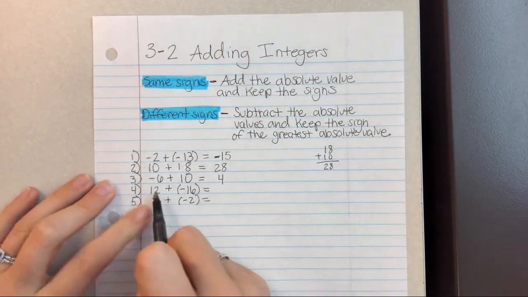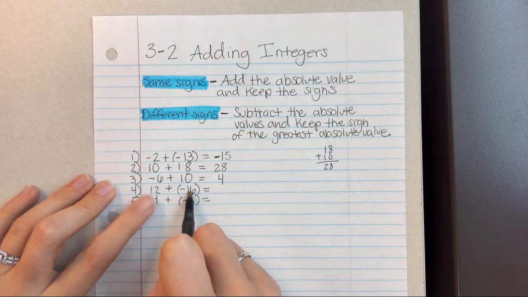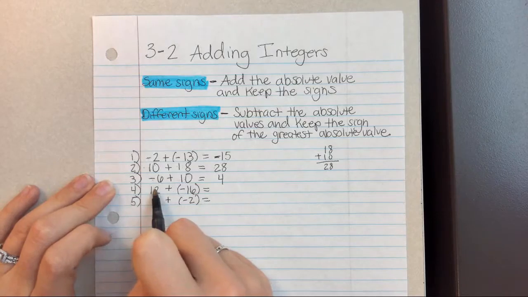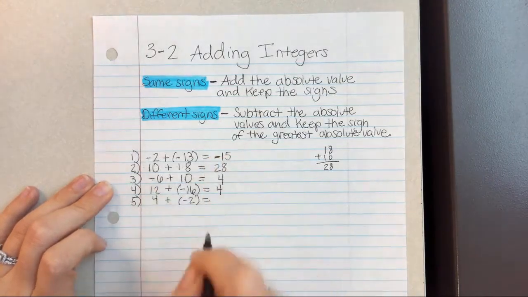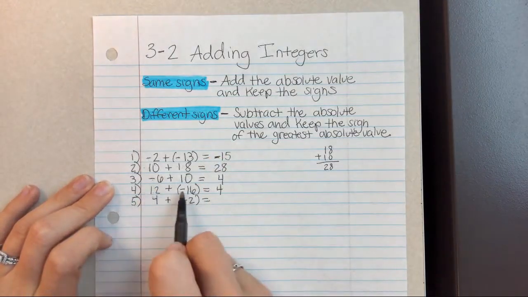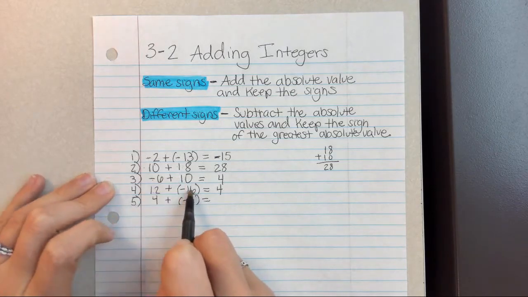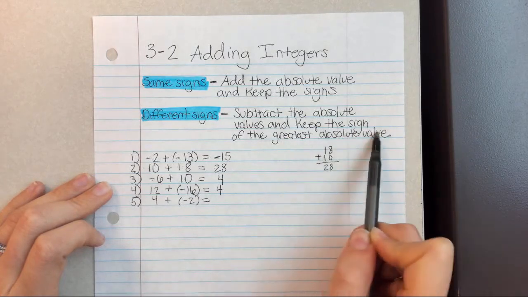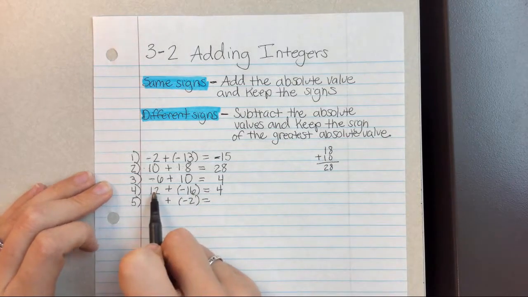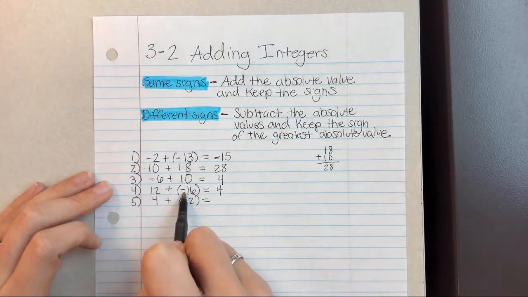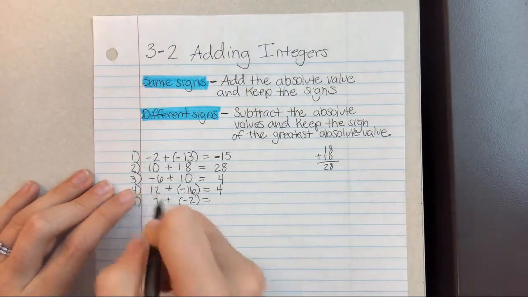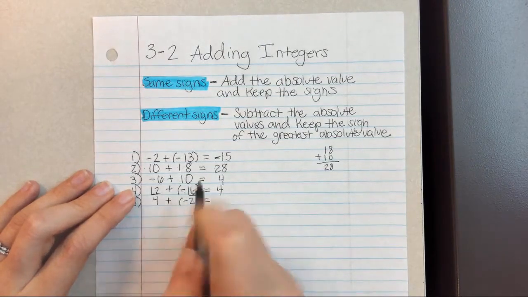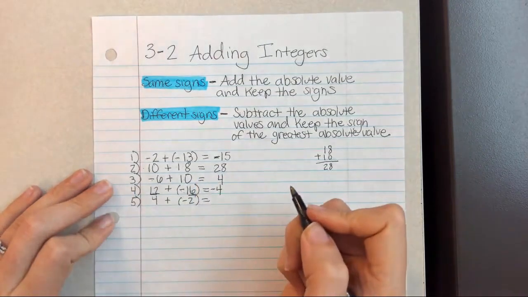With the next one, 12 and 16, so you take your largest number, 16 minus 12, that's 4 again. This time, the largest number was 16, that was negative. And again, you're looking at the sign of the greatest absolute value. So some people look at this and say, well, 12 is way bigger than negative 16, but it's just looking at the value itself, 12 and 16. 16 is largest, so your answer will be negative.